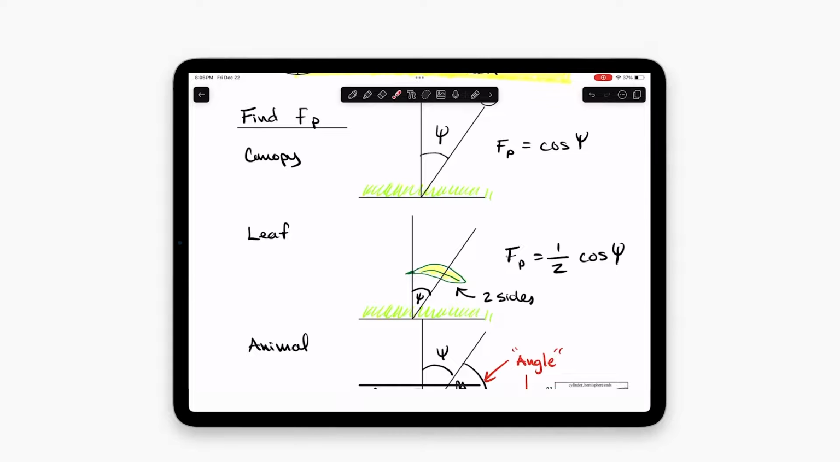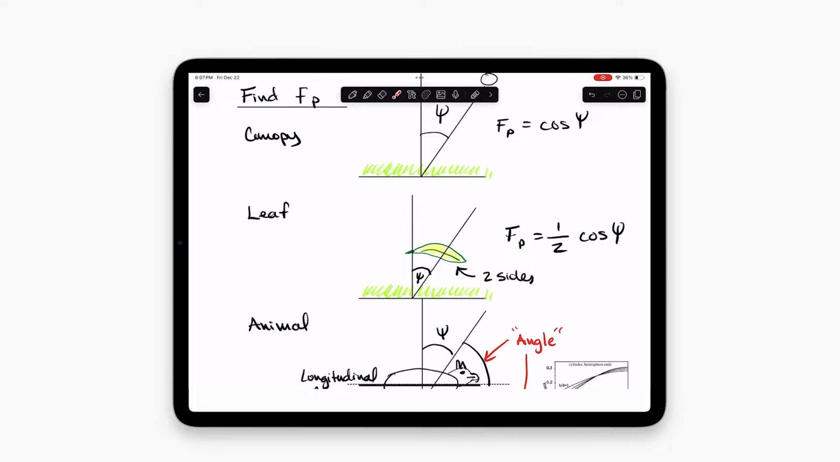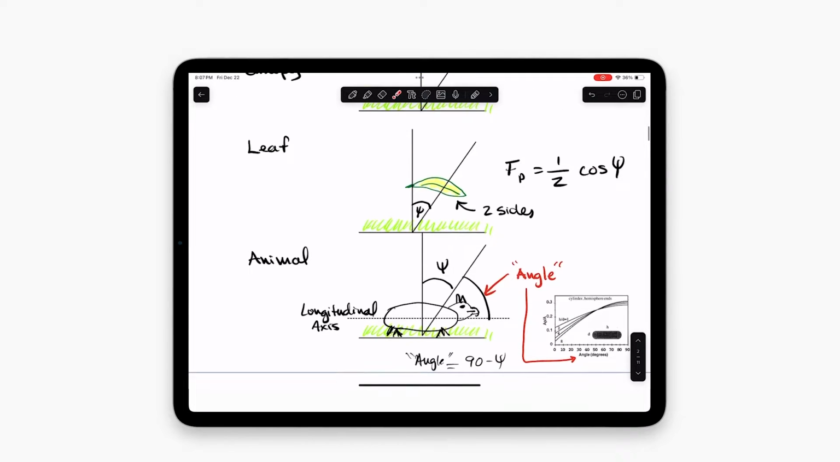I'm going to do a quick summary of what we've learned in this chalk talk. We need to calculate the view factor for perpendicular radiation, and there are 3 cases we've considered to do that. First of all, the canopy case, where FP is a very simple calculation of the cosine of the zenith angle. Pretty straightforward. Then there's the case of the leaf. We learned that the leaf has 2 sides. Now we're multiplying the cosine of psi by 0.5 because there's 2 sides of the leaf, so you're hitting only half the surface. The third case was the more complicated case.